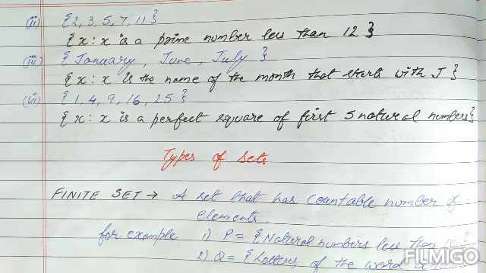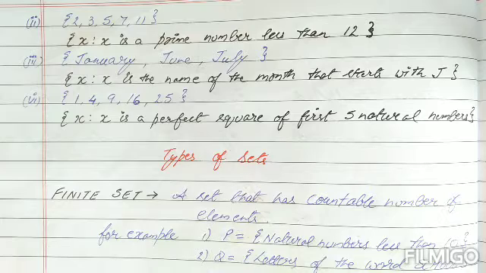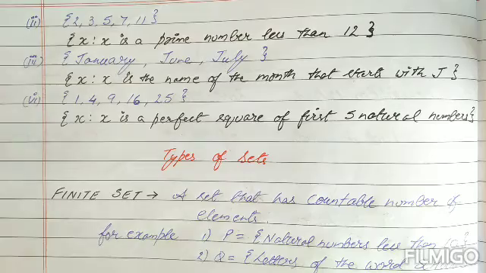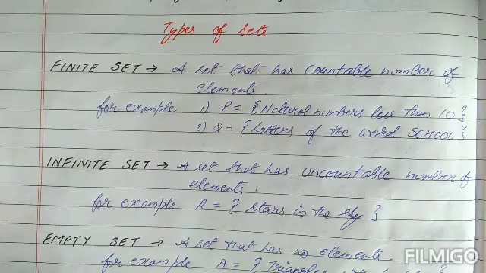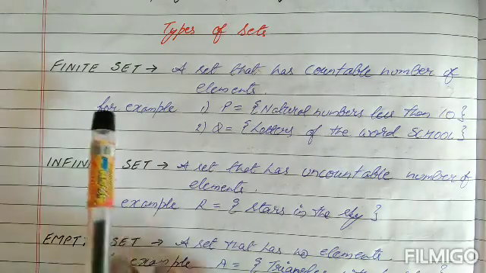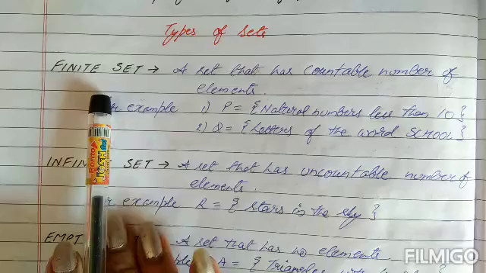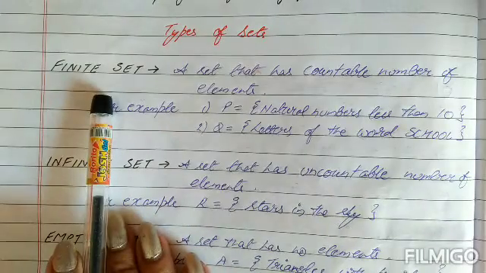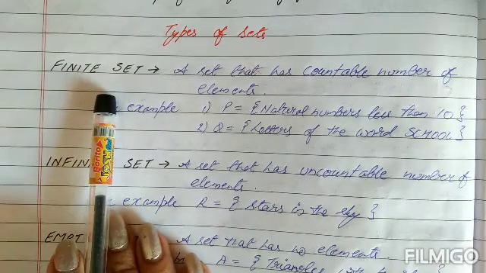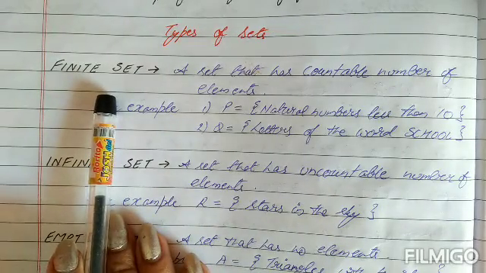Now there are certain questions, question number 4 and 5 which are given in your book, children, that are too simple to be done. You will be able to do it because now I have explained to you how to write the roster form and how to write the set builder form. Coming to types of sets, children, there are different types of sets depending upon the elements that are there in the set. The members that are there in the set decide which type of a set it is.